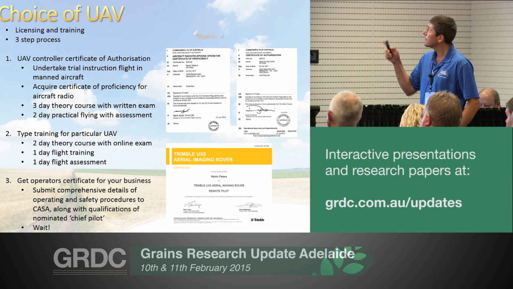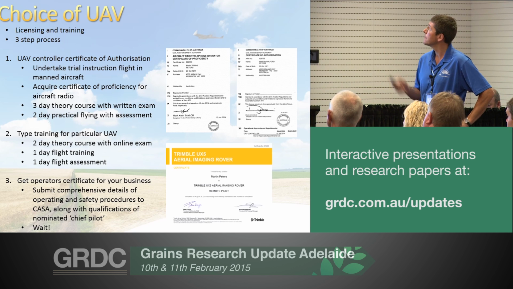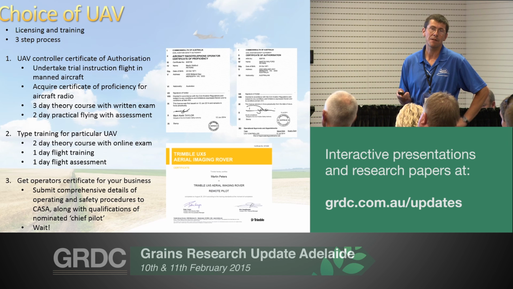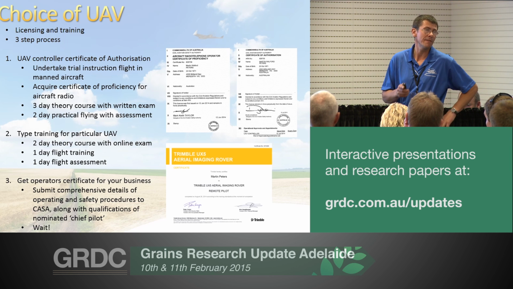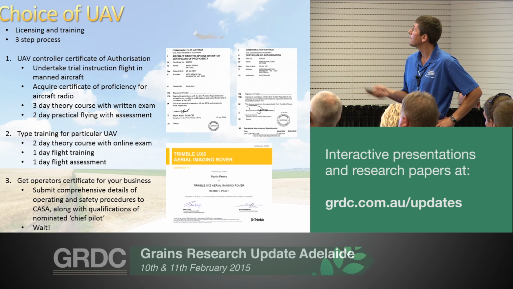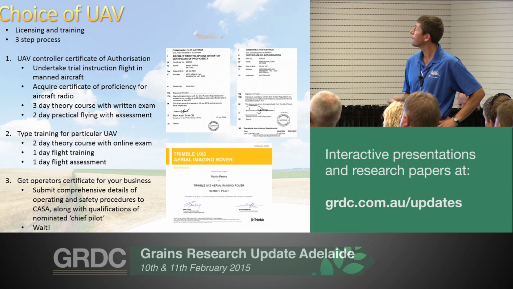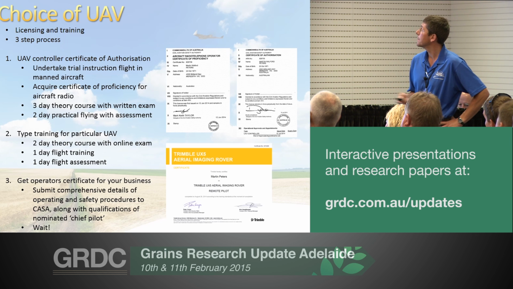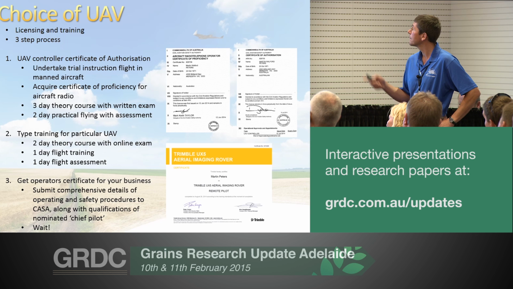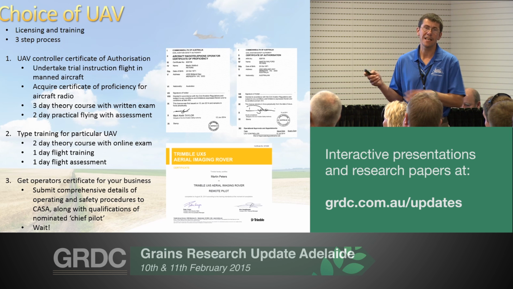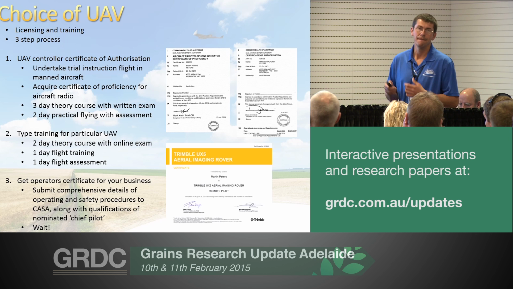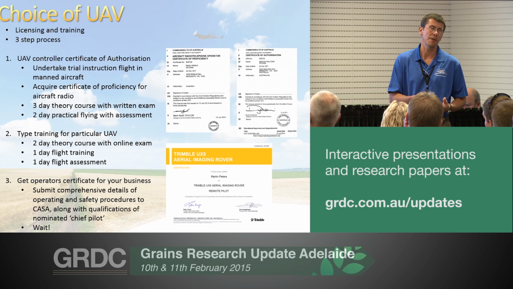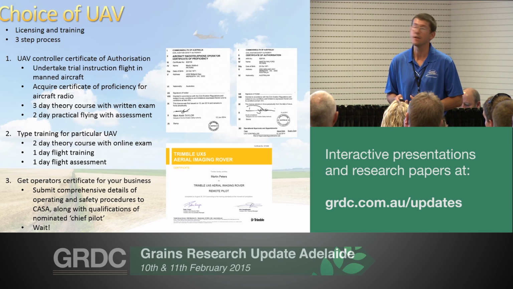In order to get the certificate of authorization, I had to do a trial instructional flight in a manned aircraft, which just gives you a bit of an idea about the whole aviation in general. You have to get a radio operator certificate, and then you have to do a 3-day theory course with a written exam and 2 days of practical flying. And up to that point, I'm now legally allowed to fly a UAV. But I have to be working for a company that's registered as an aerial operator to do it.